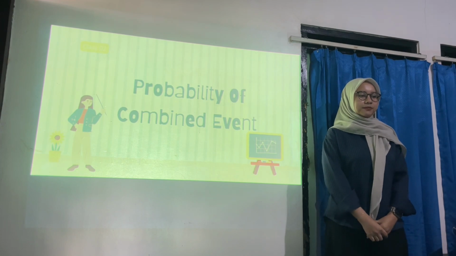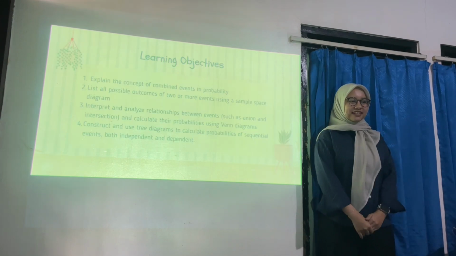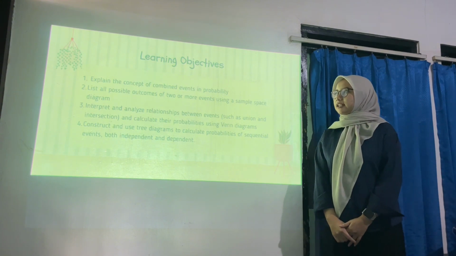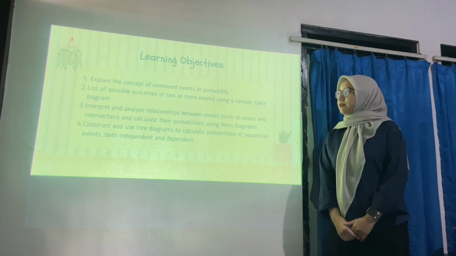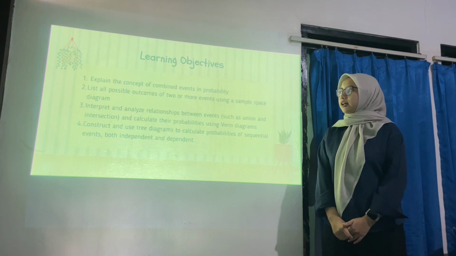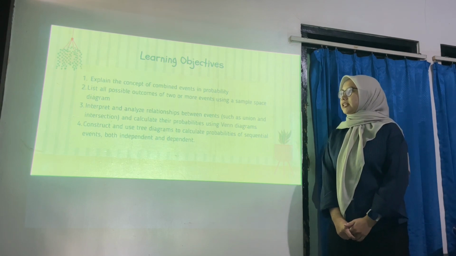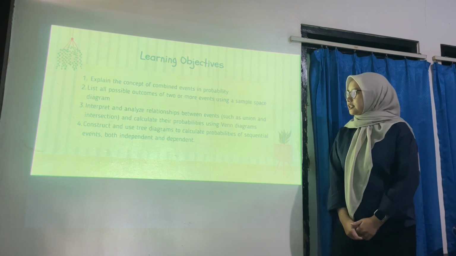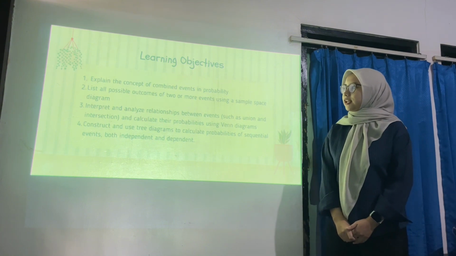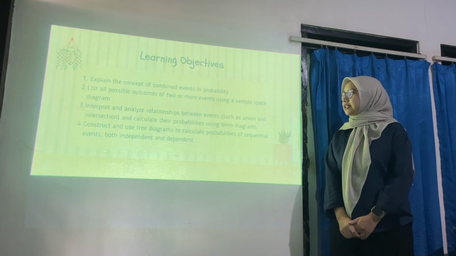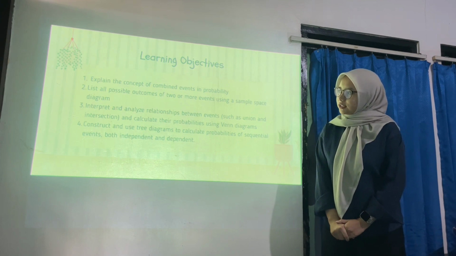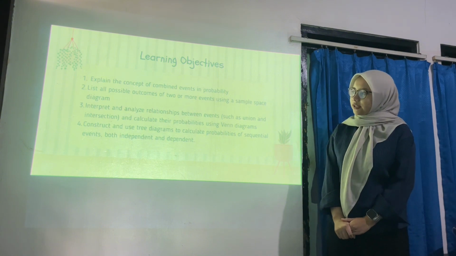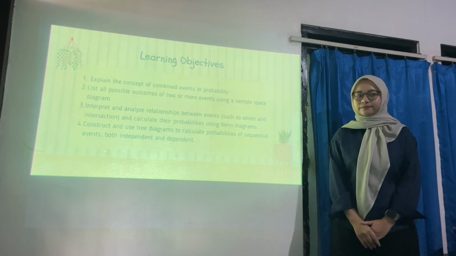Today, we will learn about the probability of combined events. In today's lesson, you are expected to achieve these learning objectives. 1. Explain the concept of combined events in probability. 2. List all possible outcomes of two or more events using a sample space diagram. 3. Interpret and analyze relationships between events such as union and intersection and calculate their probabilities using Venn diagrams. 4. Construct and use tree diagrams to calculate probabilities of sequential events, both independent and dependent.